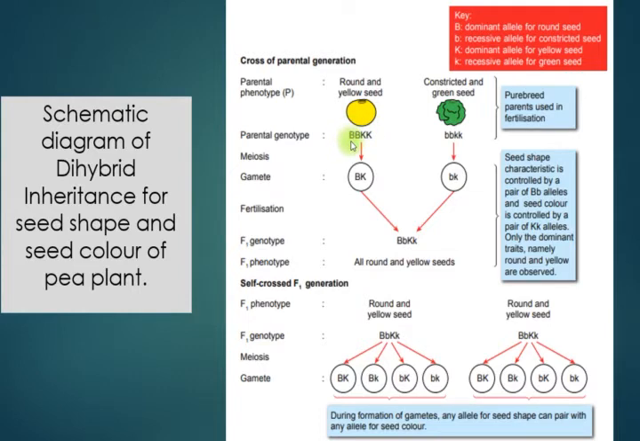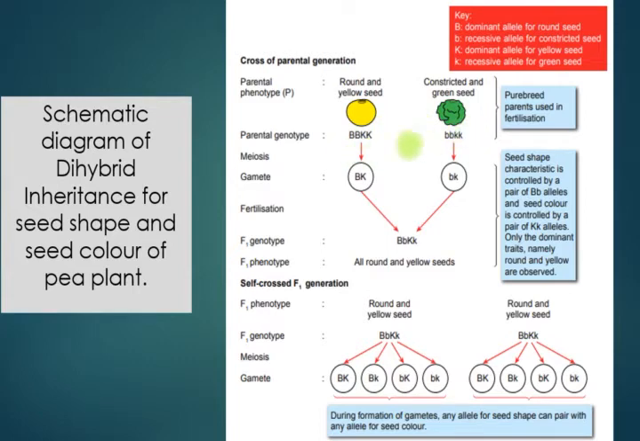Okay, I repeat, big B, big B, big K, big K. And then for the constricted and green seed, a purebred plant, the genotype is small b, small b, small k, small k. So this is referred to as the homozygous recessive alleles, right?